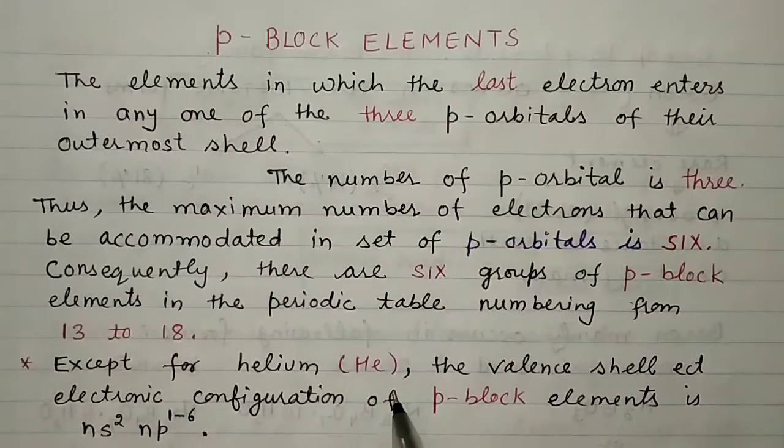Except for helium, the valence shell electronic configuration of p block elements is ns2 np1-6. And we know that the maximum or group oxidation state shown by the p block element is equal to the total number of valence electrons, that is the sum of s and p electrons. So one can write that the maximum oxidation state that can be shown by the p block element is equal to the sum of the s electrons and p electrons.